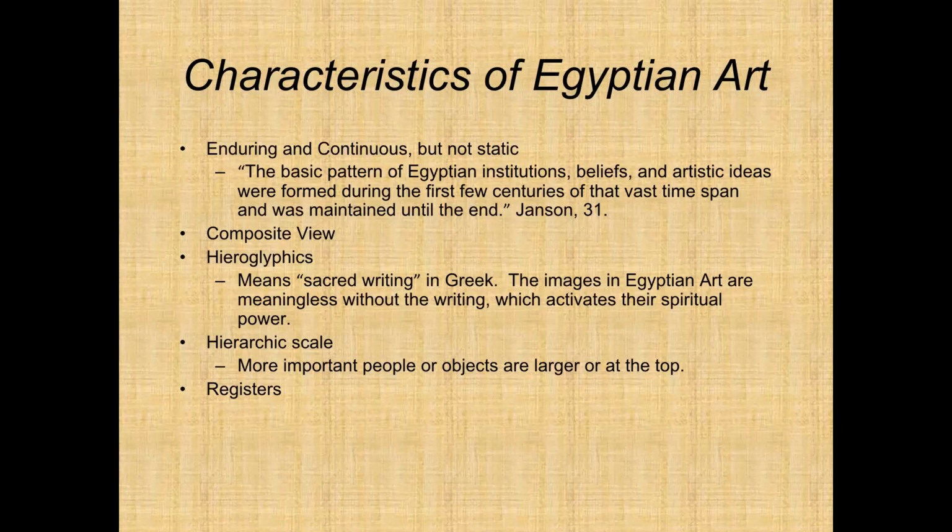So hierarchic scale, and again, we'll see examples of this. More important people or objects are larger or at the top. And then registers. That's kind of like comic books, and we'll see how that works in a moment.